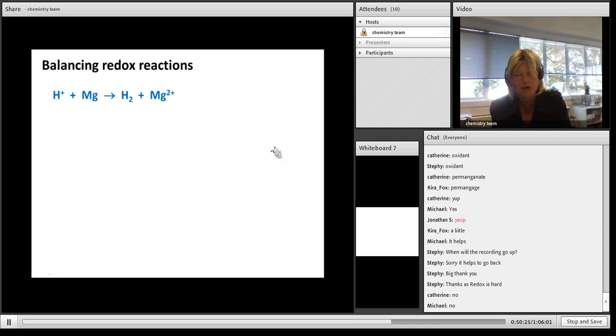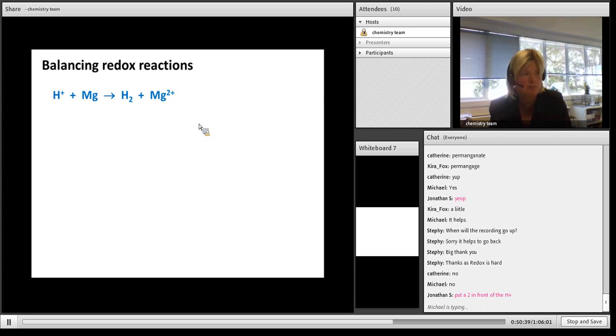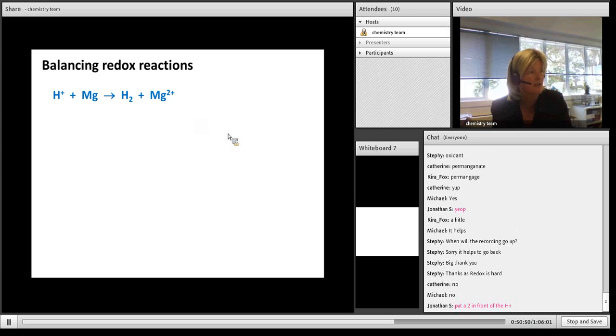You could all balance that one by inspection, I'm sure. How would you balance that? Just by looking at it, what would you do to make a balanced reaction? By balanced, we mean the same number of atoms on both sides and the same number of charges on both sides. Put a 2 in front of the H+. Correct. So there you go. That's balanced. Then let's carry on.